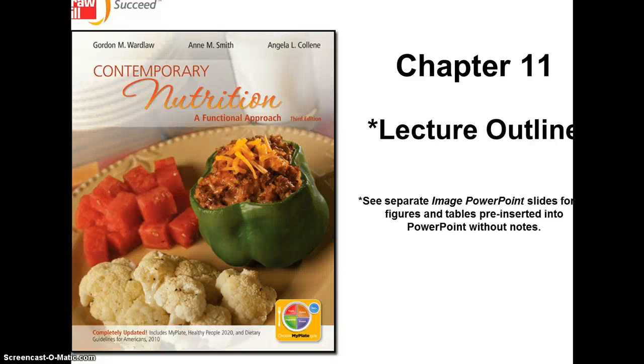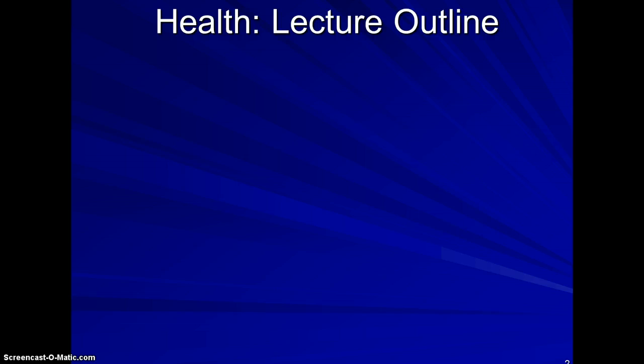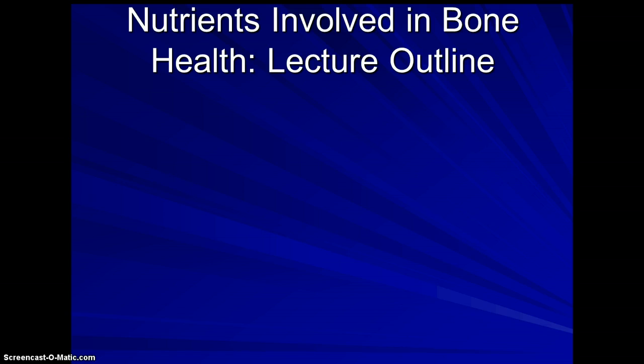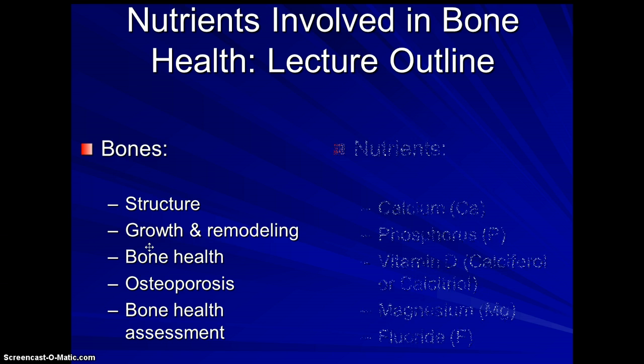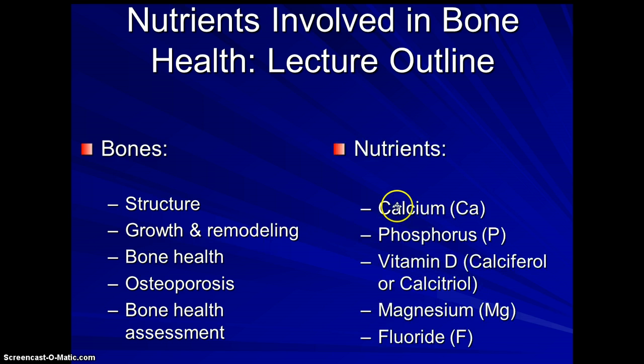Hi, I wanted to give you guys a review of the Chapter 11 materials. And we're going to be talking about nutrients that are involved in bone health. We're going to look a little bit about the structure of bones and how bones grow and look at some of the different nutrients that are involved, such as calcium, phosphorus, vitamin D, magnesium, and fluoride.